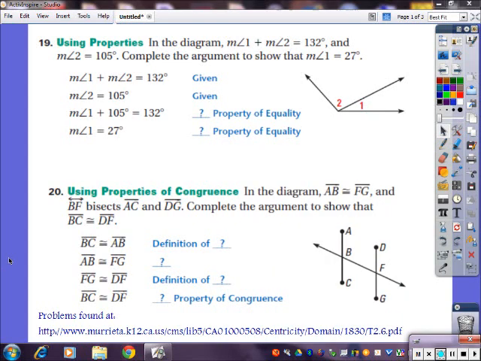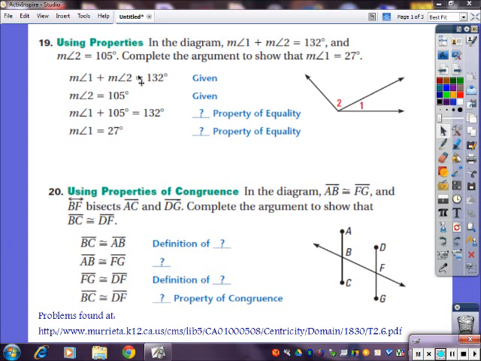Alright, ladies and gentlemen, I am going to walk you through how to fill in the blank spots on four two-column proofs, and I'm going to be using the four two-column proofs that are on the back of your homework worksheet. So 19, 20, 21, and 22.